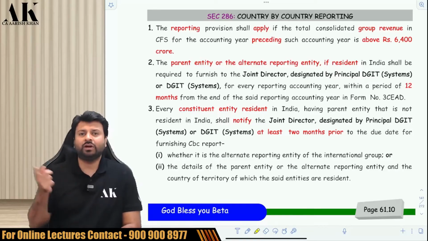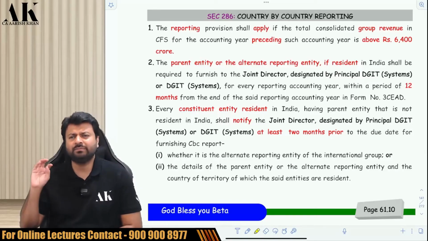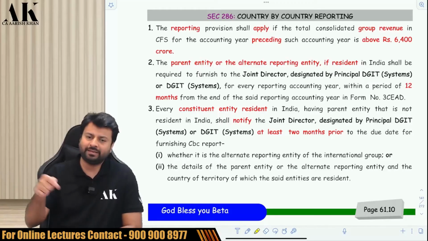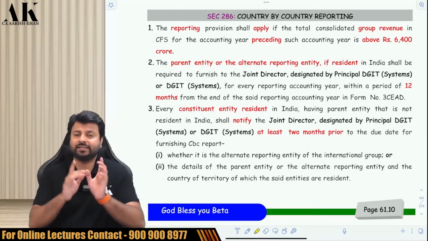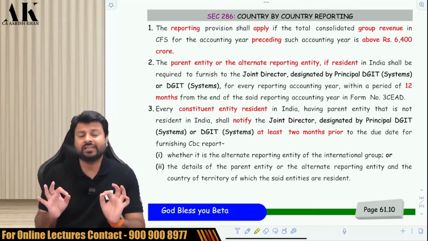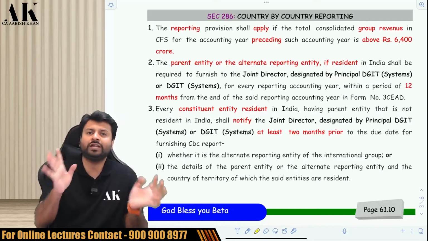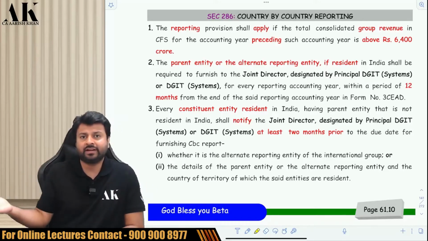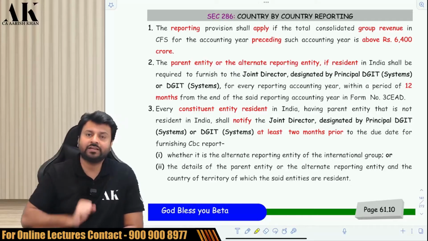Okay, now what is master file? In the master file, you have to give some big information, applicable to certain assessees who are crossing a certain threshold. If you are crossing a certain threshold, master file will be applicable, that we are going to learn in a while. Okay, and country by country reporting, what happens in this case? Listen carefully. You have to report the transactions with every country with which you are dealing. It means, suppose I am Reliance Industries and I have a subsidiary in 50 countries, then I have to give the data of the 50 countries to the income tax department.